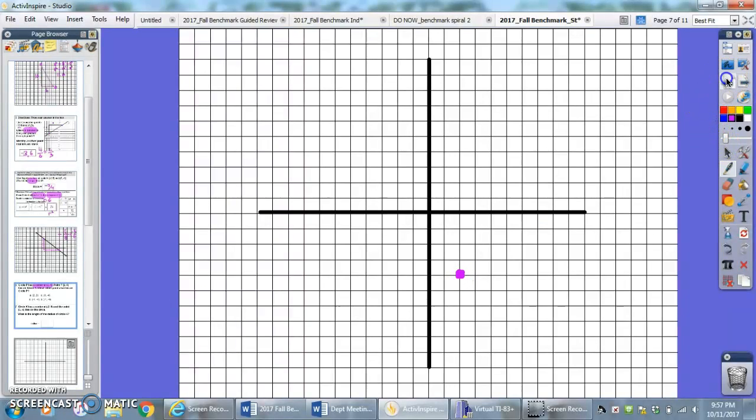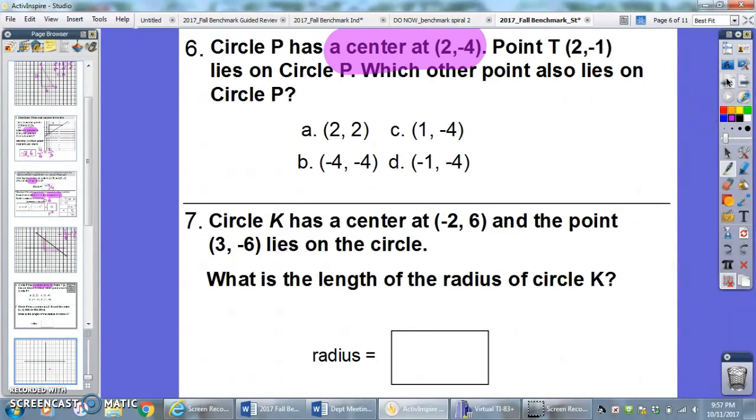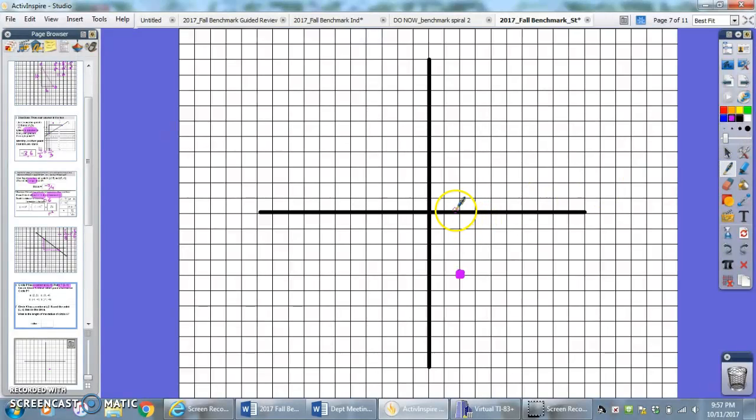Then it gives me a point that lies on the circle. So point T, 2, negative 1, lies on circle P. So let me do that. 2, negative 1. So that's pretty simple. Again, my center, I'm going to actually highlight it with green. There's my middle.